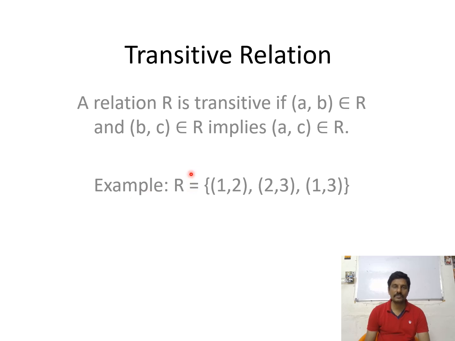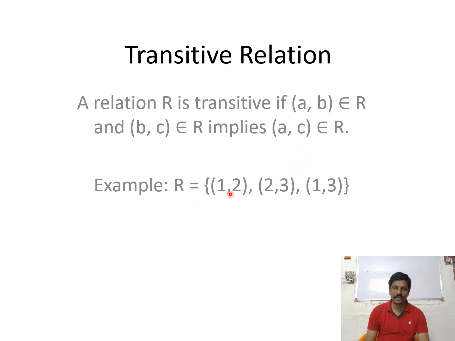So transitive relation means a relation R is transitive if A comma B belongs to R, B comma C belongs to R, implies A comma C belongs to R. So A comma B belongs to R, B comma C also belongs to R, then A comma C should belong to R. If A comma B as well as B comma C exist in the relation, then A comma C must also exist in the relation. This is called transitive relation.